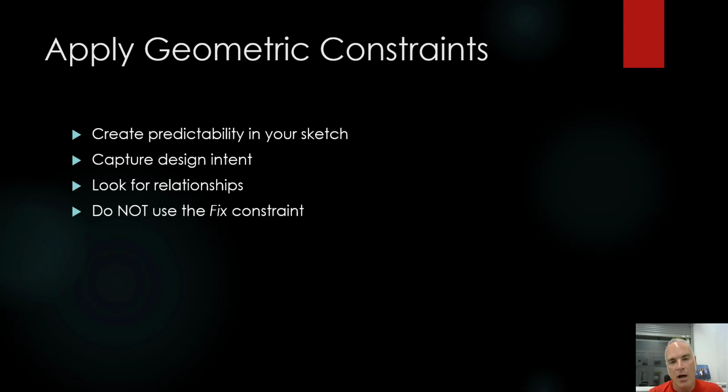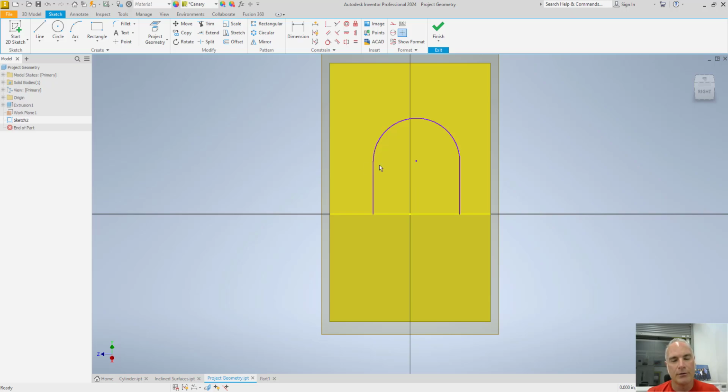One note, do not use the fixed constraint. Don't do it. I wish they didn't even put it into Inventor. So looking at this, my design intent is that this center point right here is right above that so that these two things are always aligned. So I would put in a vertical constraint between the center point of that arc and the origin of the drawing. So that's now very predictable as far as how things are going to go. No matter what size I make it, it's always going to be the right size.